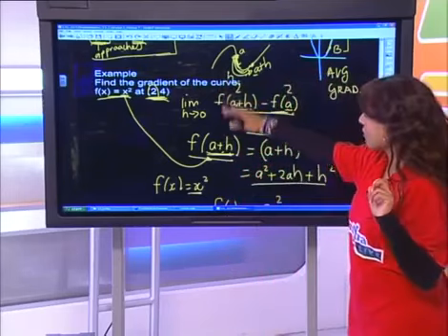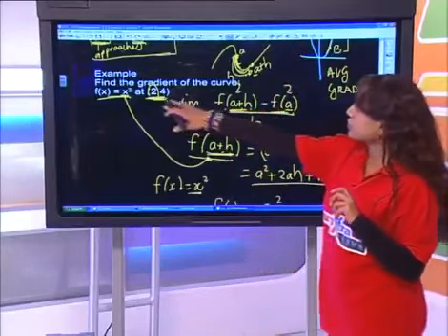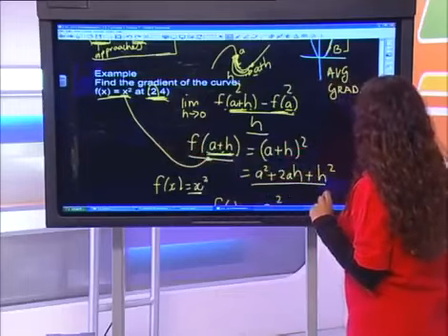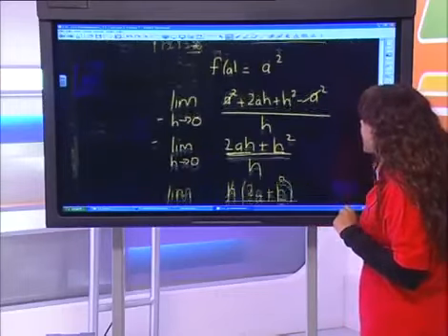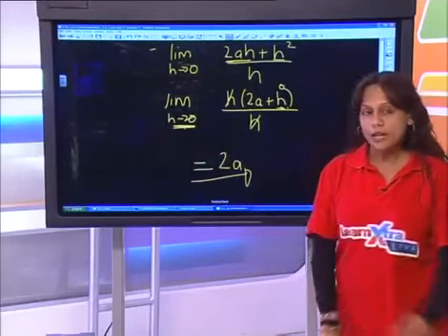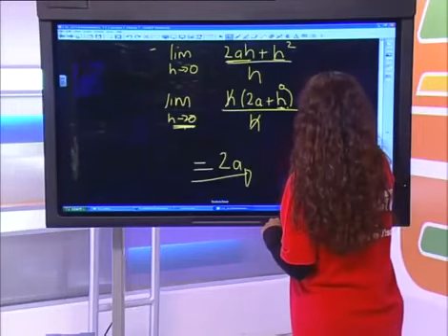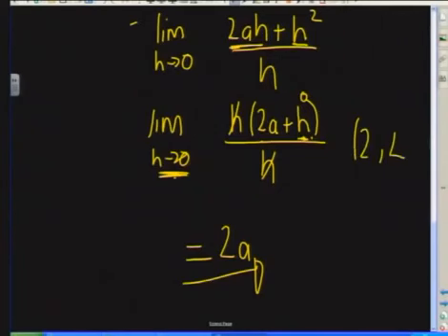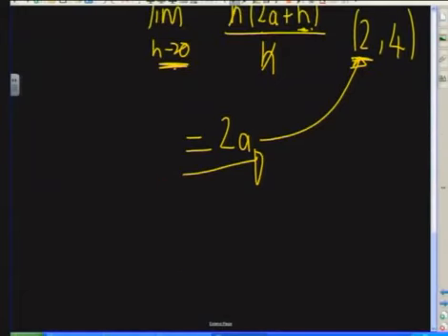Alternatively, you could use the whole formula as I've done, plug it into our f of x is equal to x squared, plug in your values, and you'll get a gradient in terms of a. So we get the gradient is equal to 2a. Now remember, a in this case was the x value of the point (2, 4). So if I want the gradient at that point, all I need to do is substitute x as 2 in place of a, and I'll get 2 times 2, which is 4.